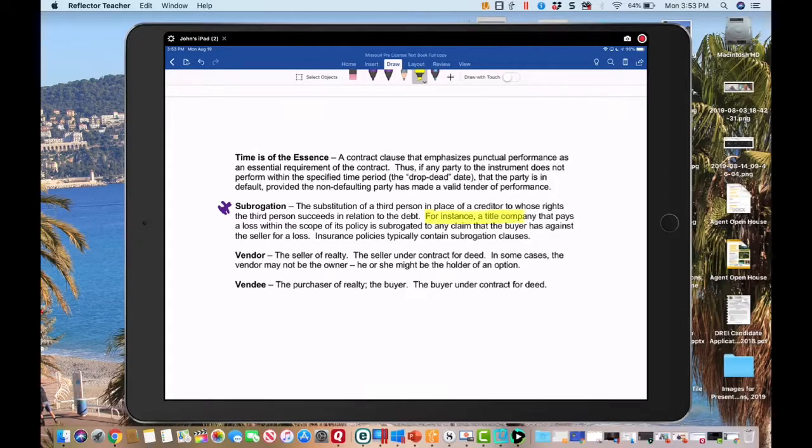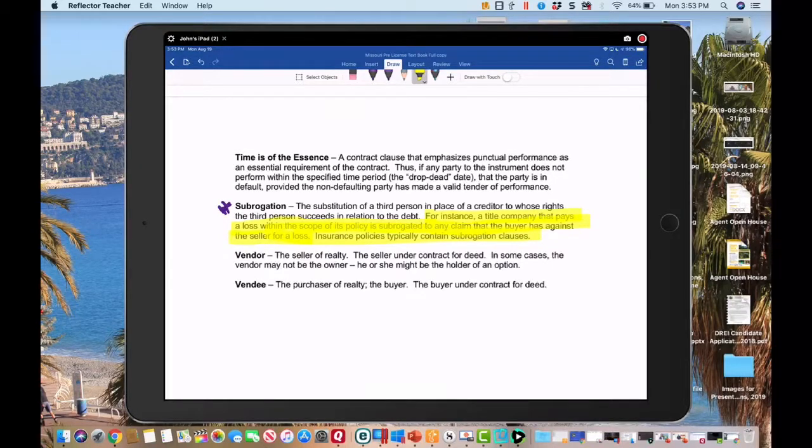Okay, and I give you an example as well here. For instance, a title company that pays a loss within the scope of its policy is subrogated into a claim that the buyer has against the seller for a loss. And insurance policies are normally where you find that.